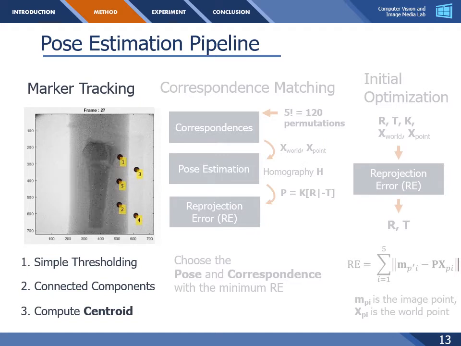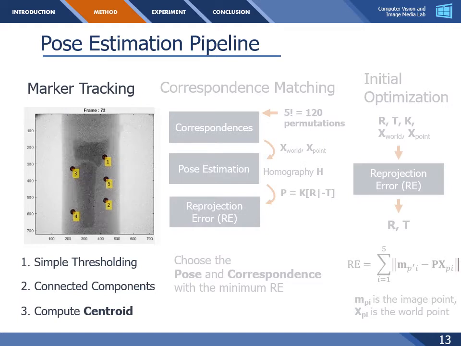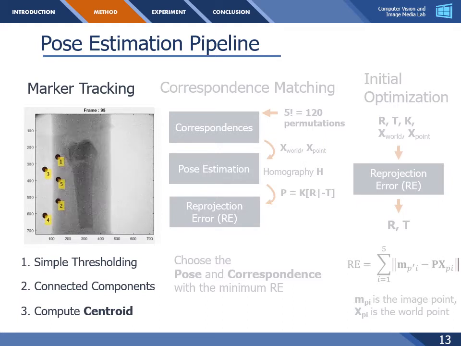Our pipeline for pose estimation starts off by tracking the marker points in the image. A simple thresholding provides candidates for marker regions. A flood fill algorithm is then applied to find the connected components in the image pixels. The centroid of each component is computed and considered as the marker points.